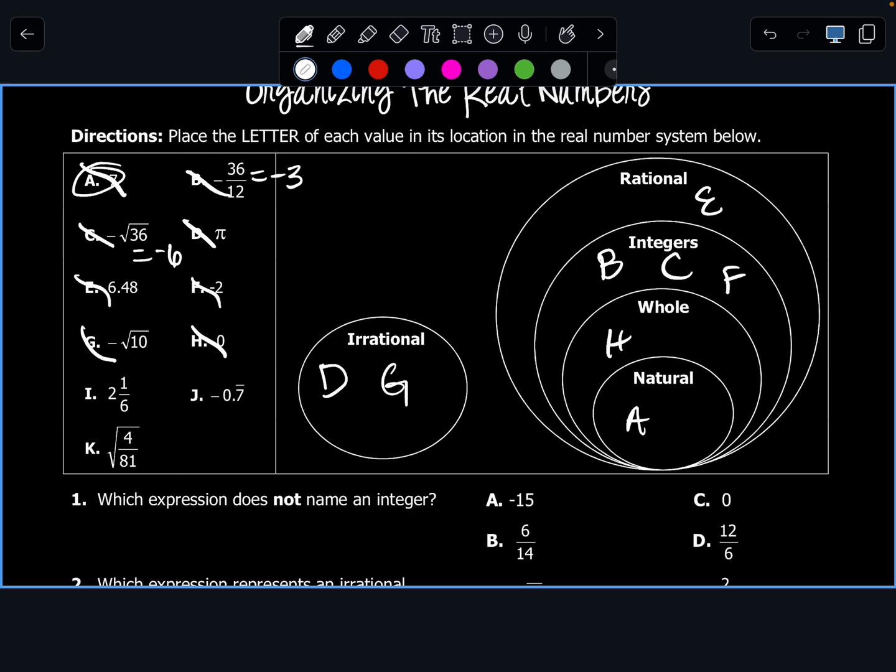2 and 1/6. Rational. Negative 0.7 repeating. Rational. What is that as a fraction? 7 over 9. Negative 7 over 9. Good. Okay. Square root of 4 over 81.